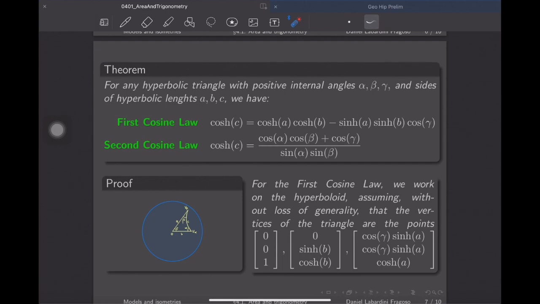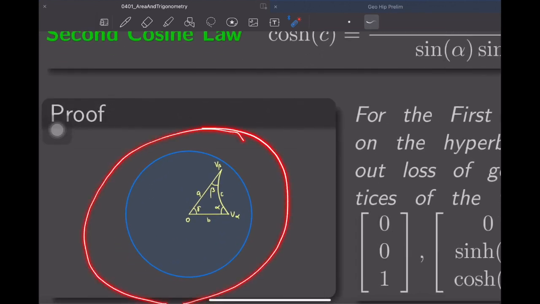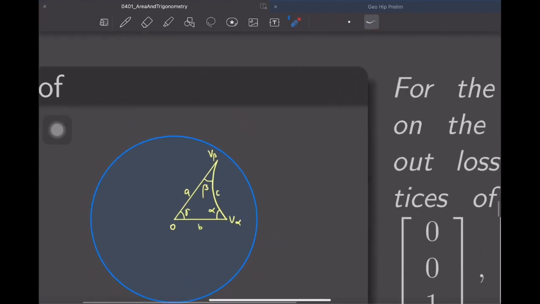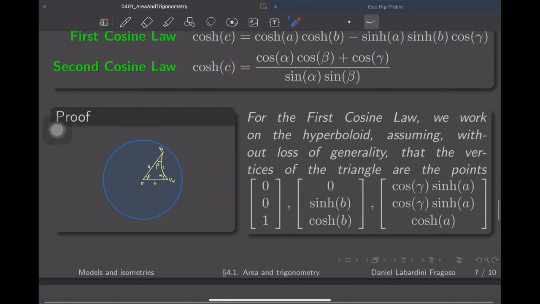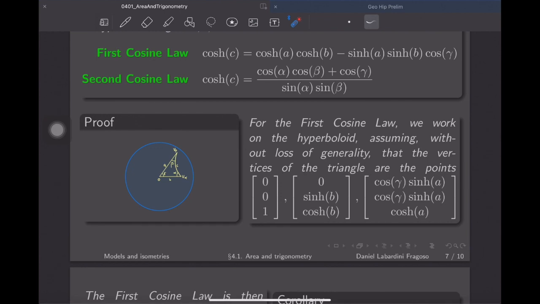Now to prove it, and you see here I'm writing a special configuration in the Poincaré disk. In the Poincaré disk, I'm assuming that one of the vertices is 0, and that one of the sides lies horizontally, so on the real axis. Right? Okay, and then what I'm going to do is just take this and project to the hyperboloid. If I project to the hyperboloid, of course, then one of the vertices is 0, 0, 1.